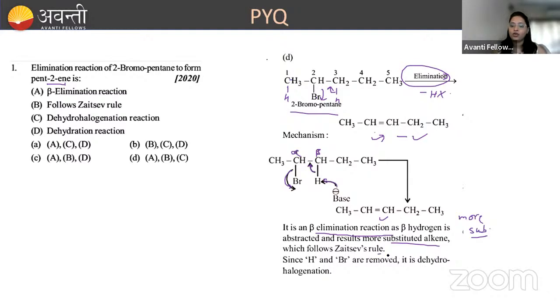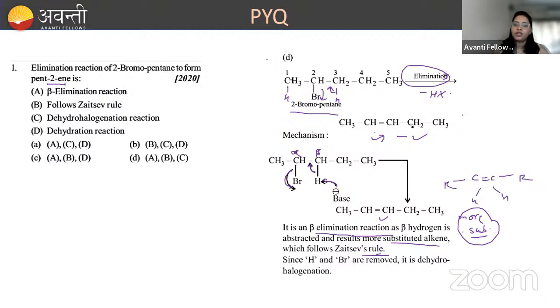So which rule is being used here? The Zaitsev rule is being used, in which beta elimination takes place, giving us the more substituted alkene. What is the more substituted alkene? See here, the carbon-carbon double bond is substituted with this alkyl group, and hydrogen and hydrogen.